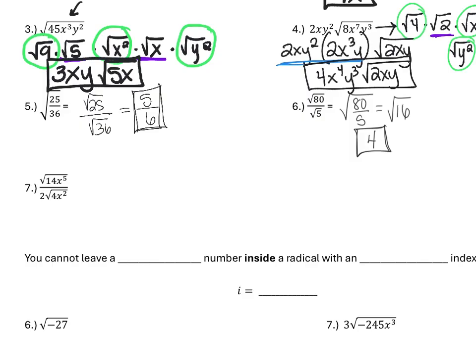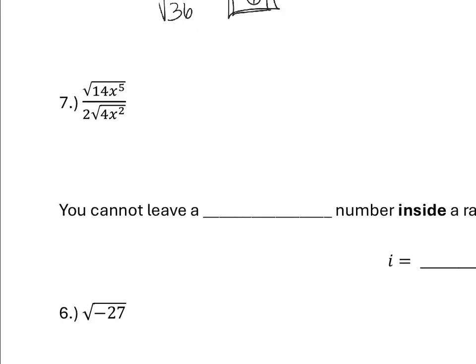Okay, let's look at number 7, because this one has division and a lot of multiplication. Okay, what I would want to do is I would want to put the division sign over both. So I would want to go like this. No, not like this. Actually, let's do it like this. Let's separate 14. Does it have any perfect square factors? No. So we're going to square root of 14, x squared, x.